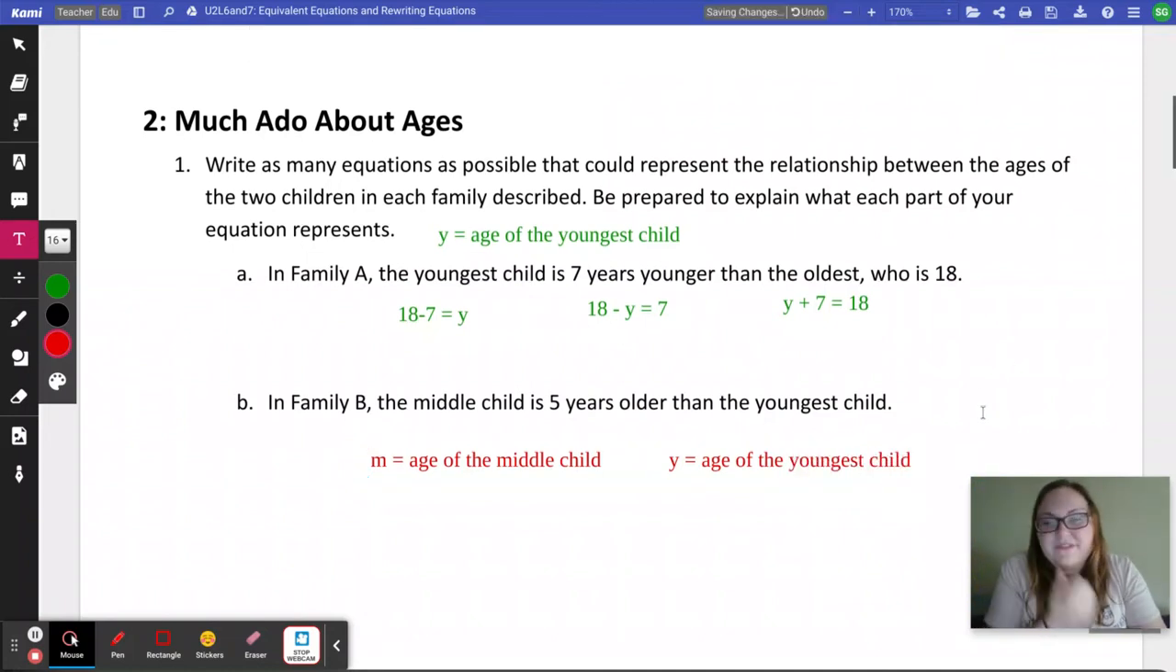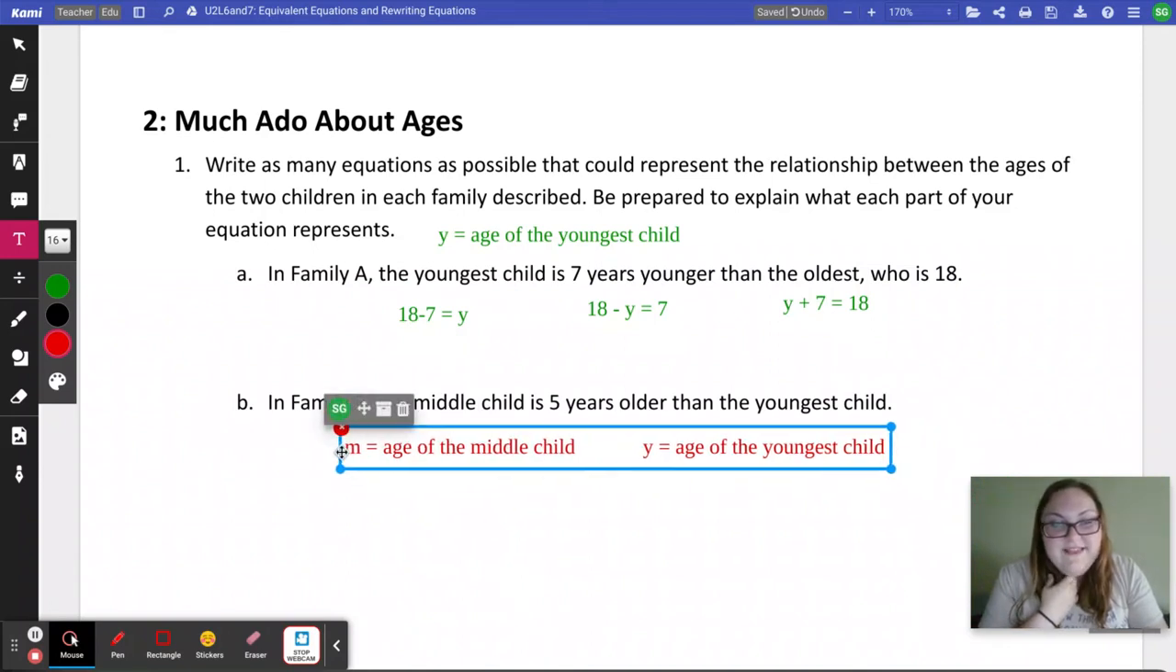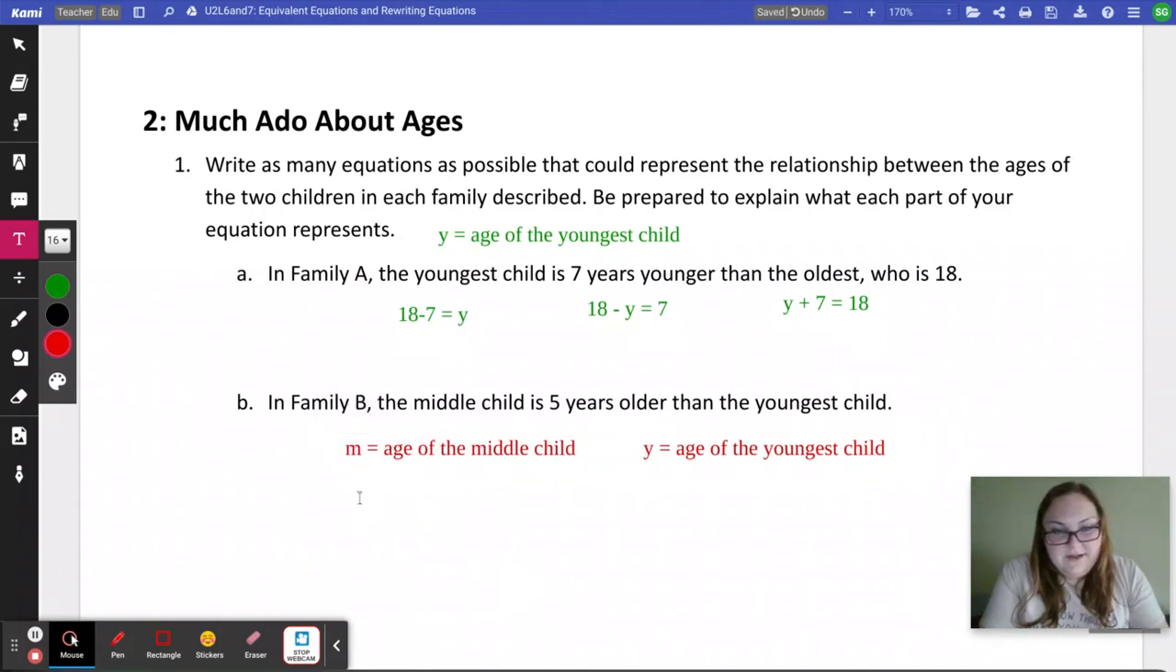Quick reminder, remember the letters you choose for your variables don't matter. Make sure you know what that variable represents. Don't just throw in letters and not know what they mean in the situation. So you could have used X and Y instead of M and Y, as long as X also represents the age of the middle child. We've got our two variables. That's going to help me get to my equations here.